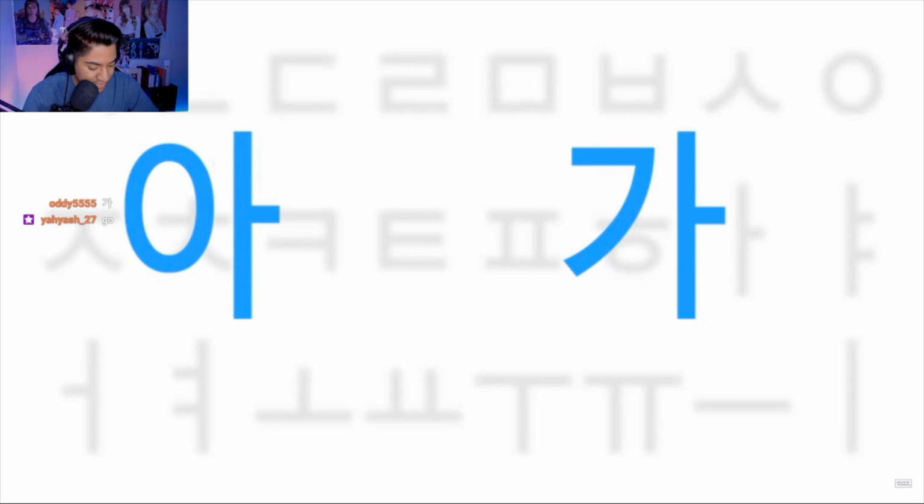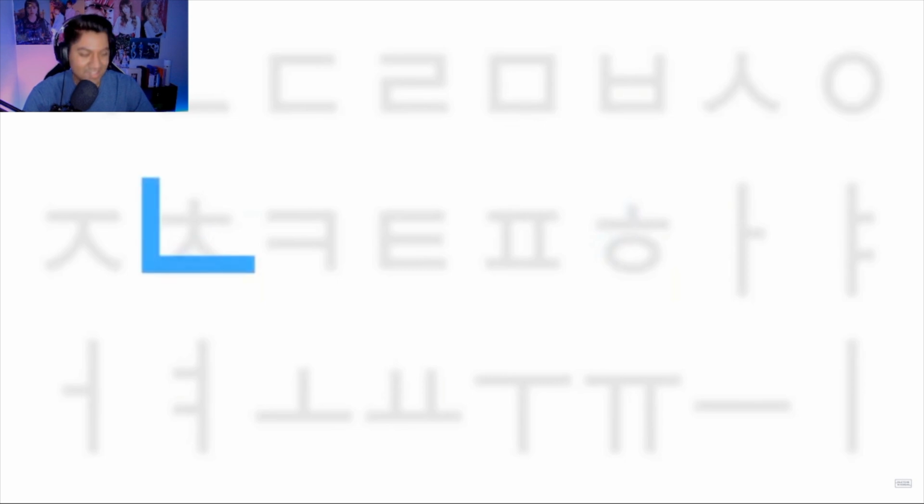Ka, ka. Now let's look at another consonant. This consonant is similar to the English N, but you have to put your tongue between your upper teeth and lower teeth when you pronounce it. Now let's combine it with a vowel.